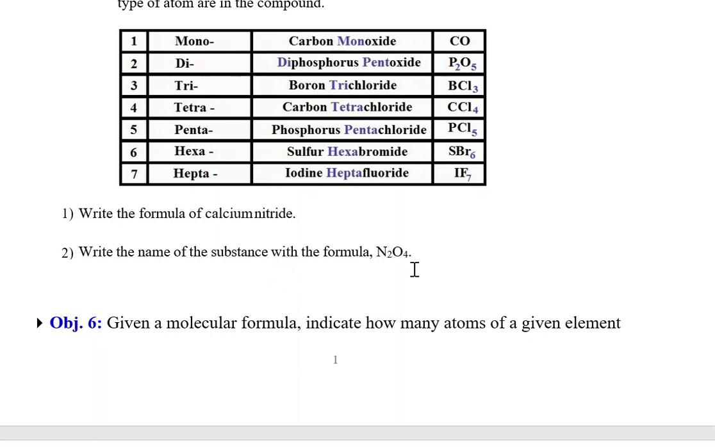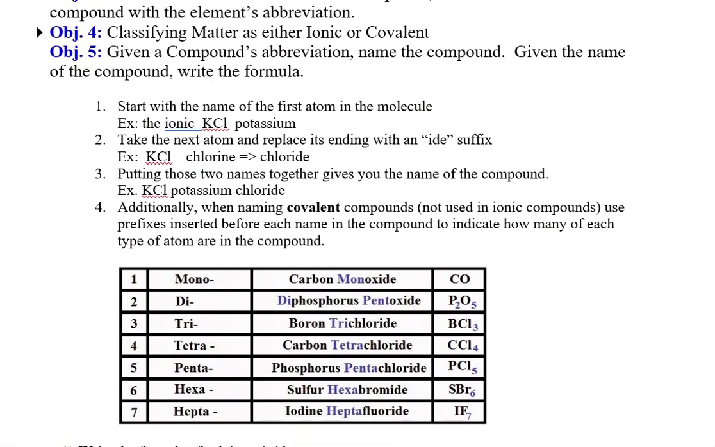Dinitrogen tetraoxide. So we've covered that pretty quickly, but you're going to get an awful lot of work over the next 2 semesters. And believe it or not, you'll identify these and name these just like you do eating and breathing. It'll become very natural to you, even though it may seem a little bit foreign right now. But that's objective number 5.